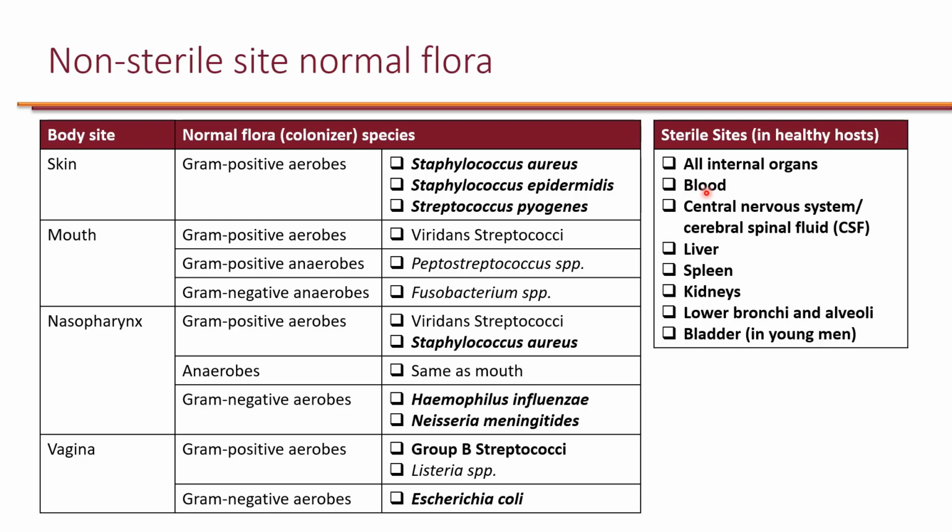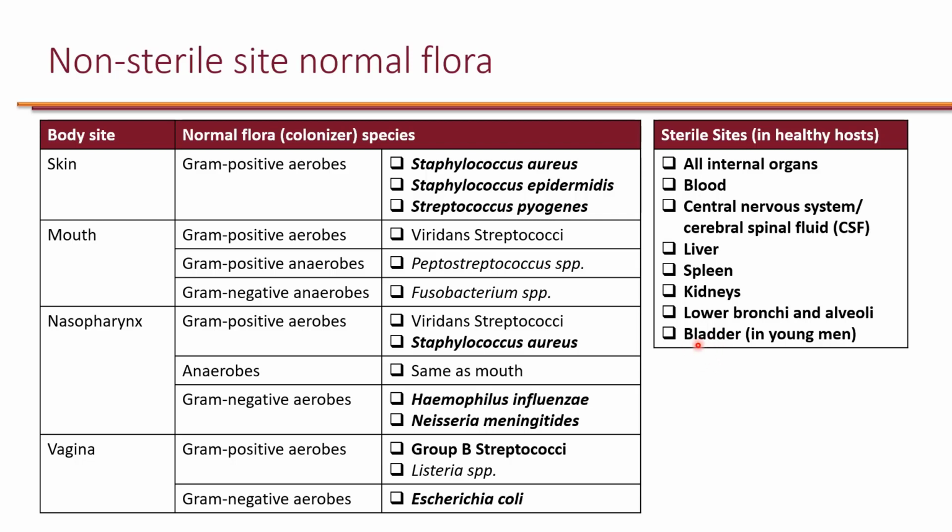Especially blood: if you find anything in the blood, it's considered infectious. The same with the central nervous system, cerebrospinal fluid, the liver, spleen, kidneys, lower bronchi and alveoli, and the bladder for the most part. The bladder is a bit tricky because, especially in young men, the bladder is supposed to be sterile. But as part of aging, for most people, as we get older, we start to have colonization of the bladder. But in a young man, it should definitely be sterile.